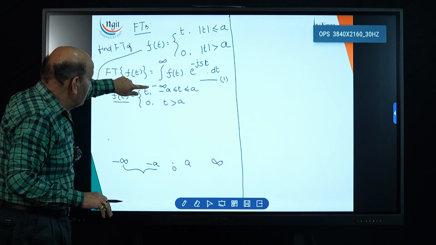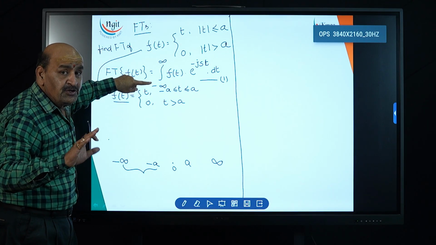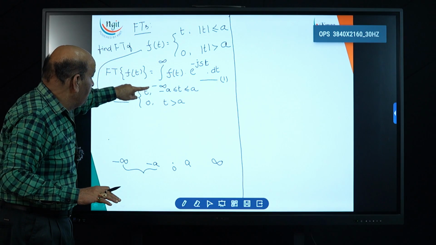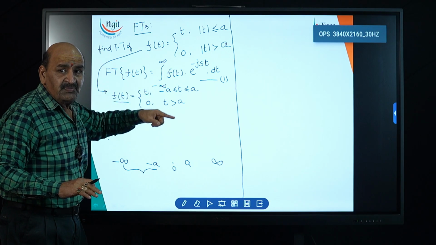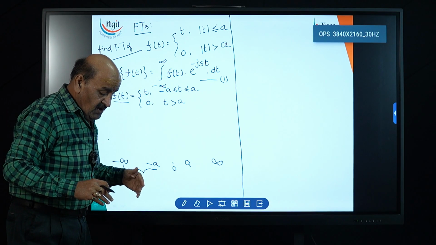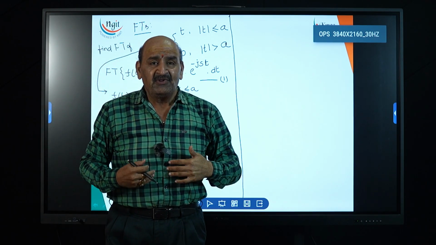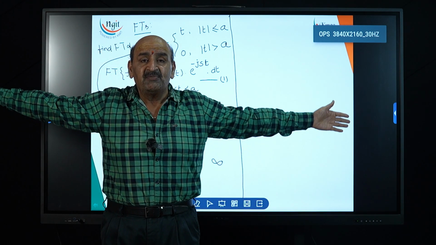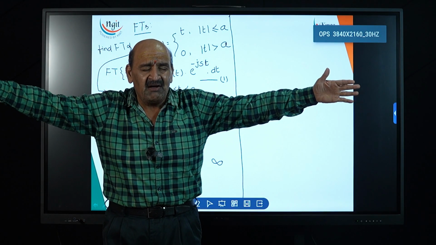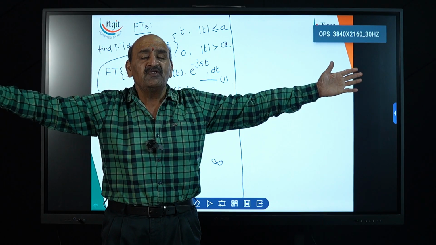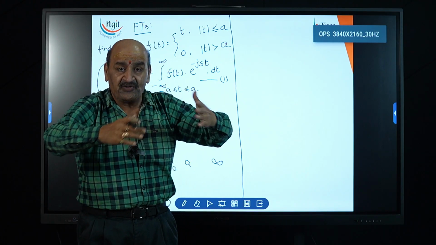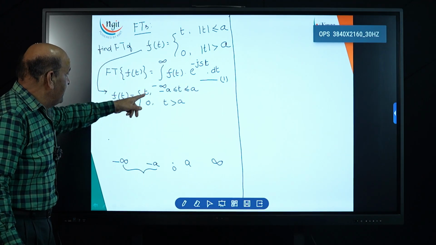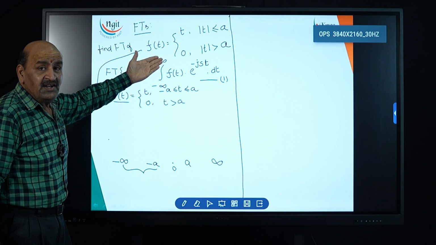But the Fourier transformation limits are not from 0 to infinity. The limits are from minus infinity to infinity. Minus infinity to infinity means what? For example, this is a graph. I am the center point. This is minus infinity, and that is plus infinity. That means a Fourier transform covers all the possible values. That is Fourier transformation. That's why the limits are minus infinity to infinity.